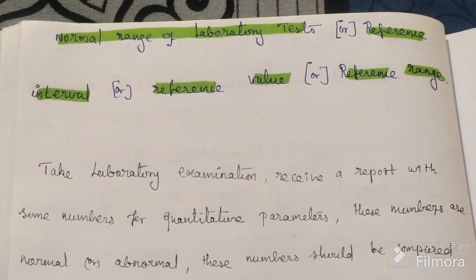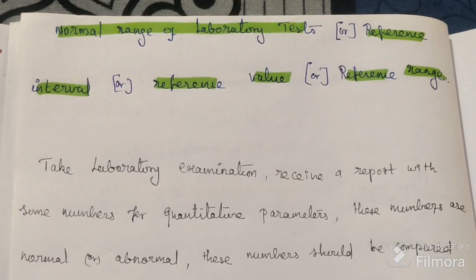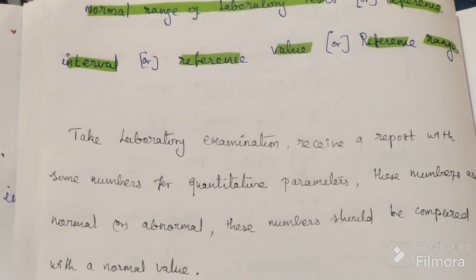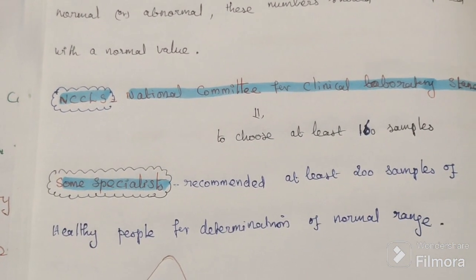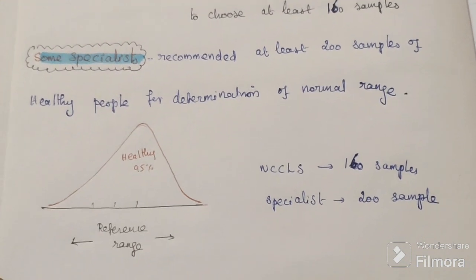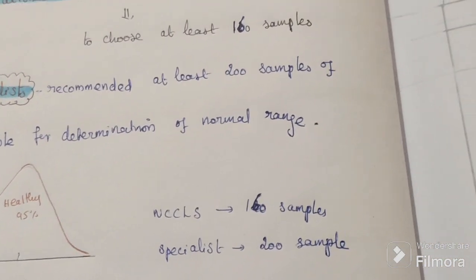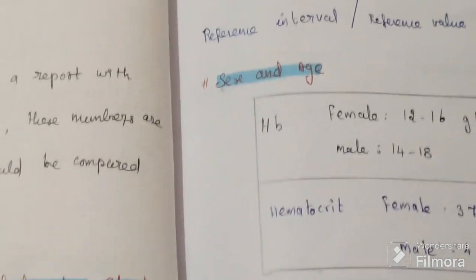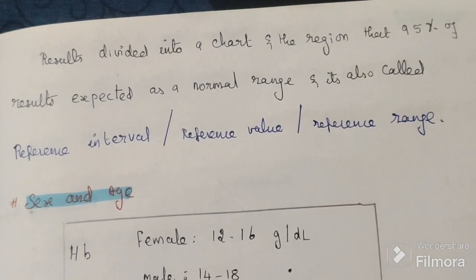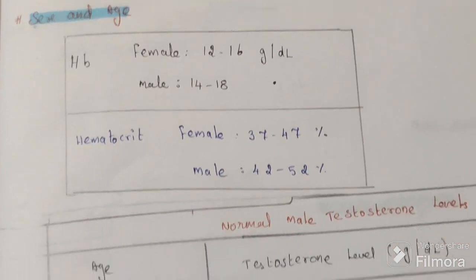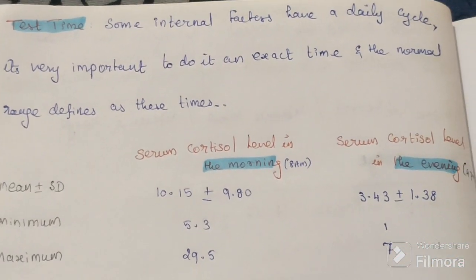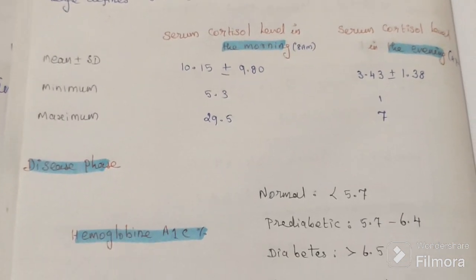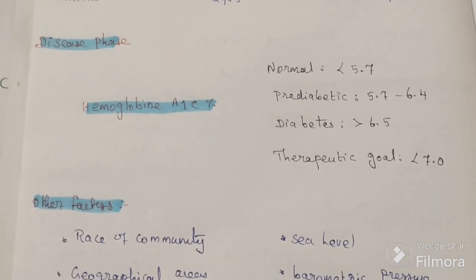So, in this video we discussed the normal range of laboratory tests, or reference interval. Who determines it? Two sources, NCCLS and some specialists. Nearly 95% is taken as the normal range. Then what are the factors that determine it? Sex and age. Then test timing, either morning or evening. Then disease phase. Then other factors.